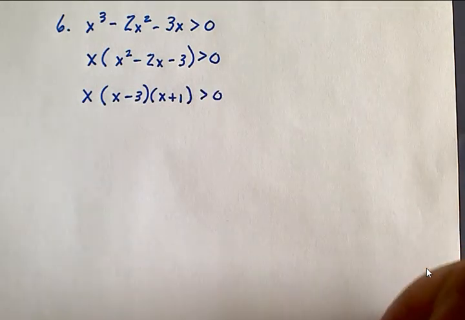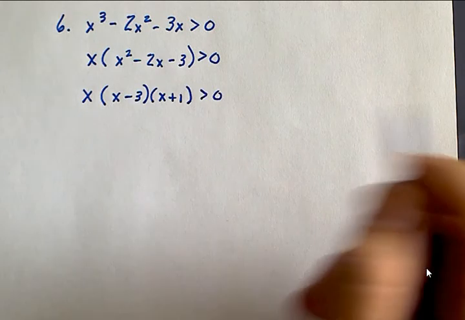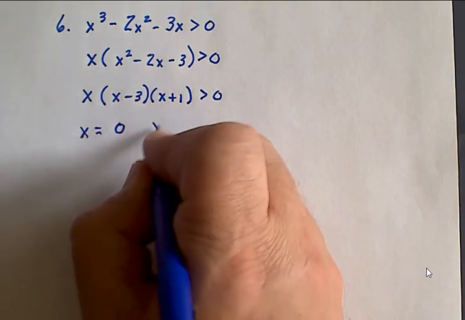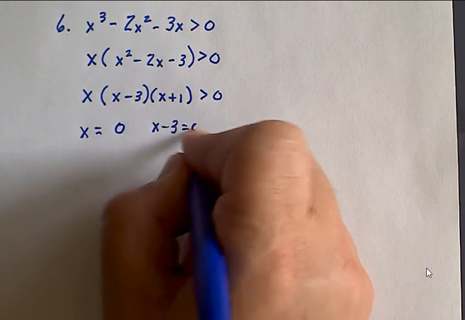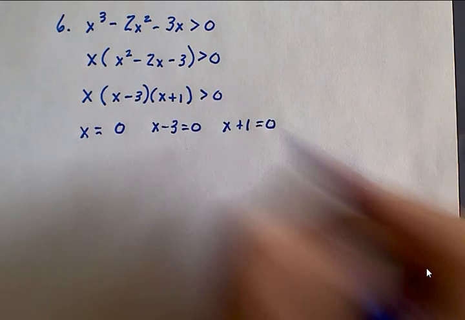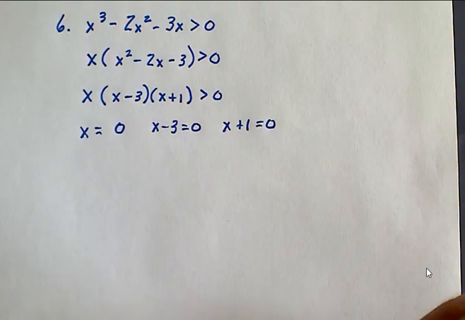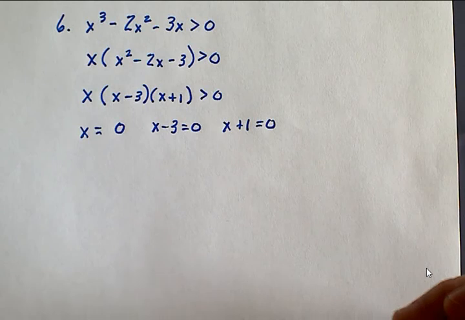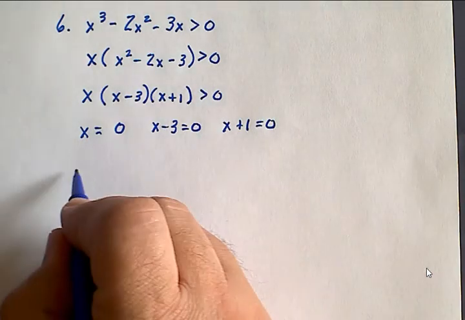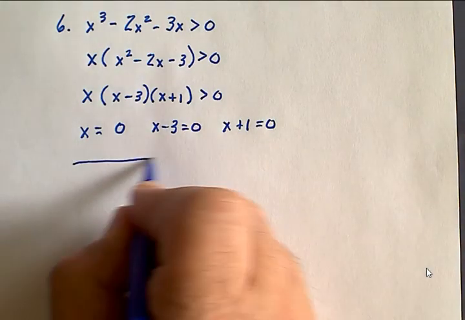And now I'm ready to use this zero product rule. So x equals 0, x minus 3 equals 0, x plus 1 equals 0. Now this is a little better problem because these zeros are spread out. I still have to use one decimal, but either way, now I'm going to create my intervals from those.